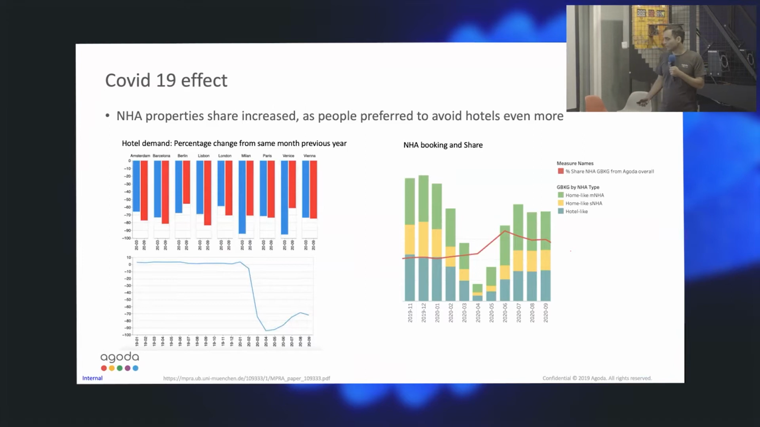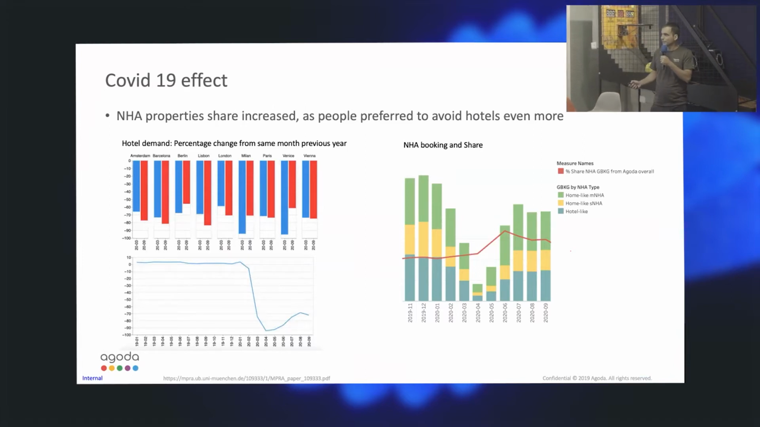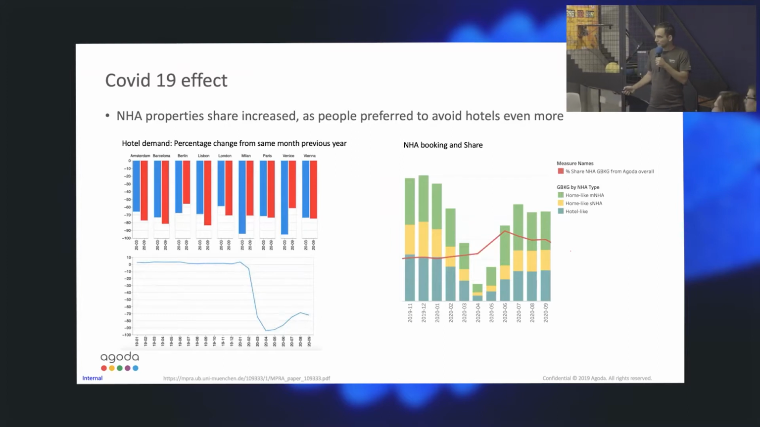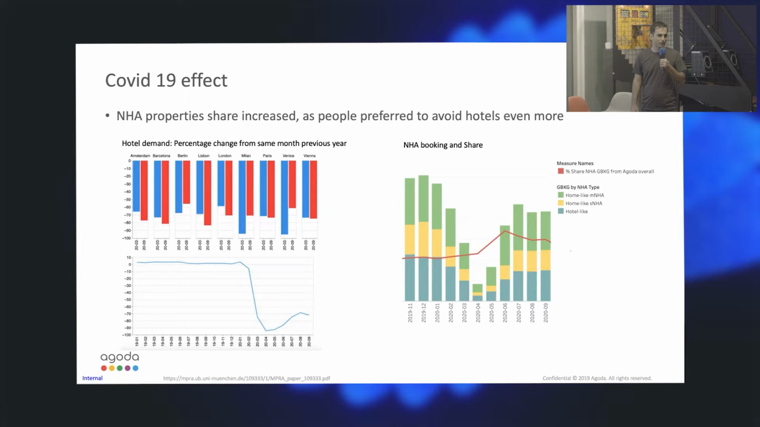And what you see on the right is Agoda numbers. So you see the drop. This is for NHA properties, different types of NHA: multi-room, single room, and hotel-like. We divide them into these 3 categories. So you see the drop here, but what you see in the red line is that the relative part of homes and hotels actually grew. So it fell, but less than 90%. Okay, so the fall was not as drastic, and the recovery was faster for hotels and for apartments and homes.